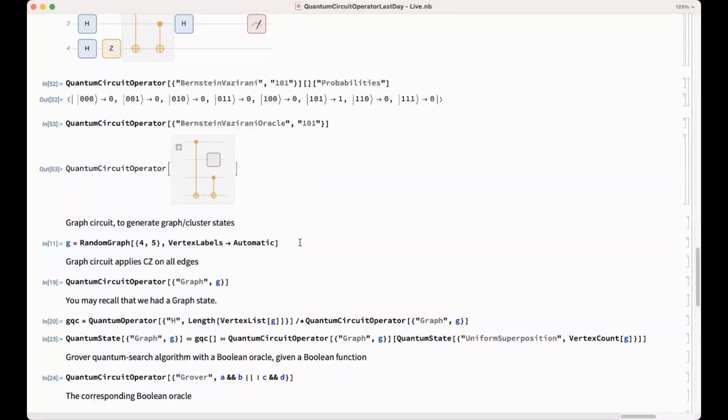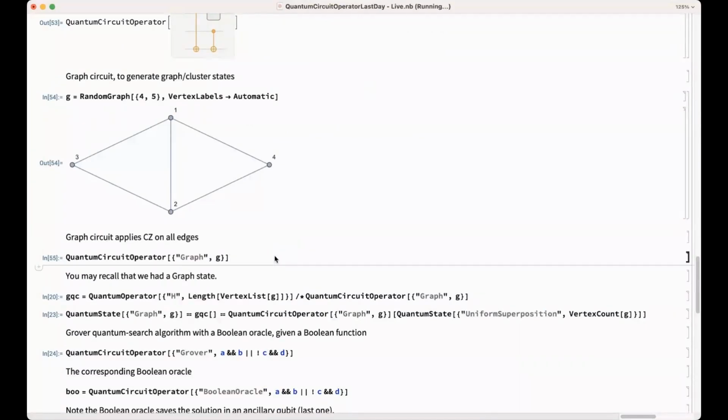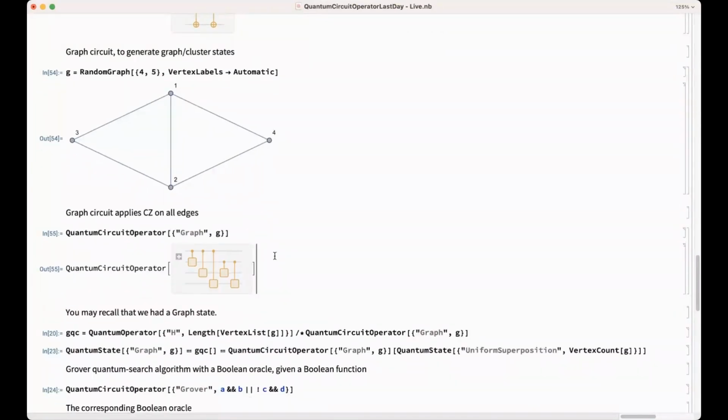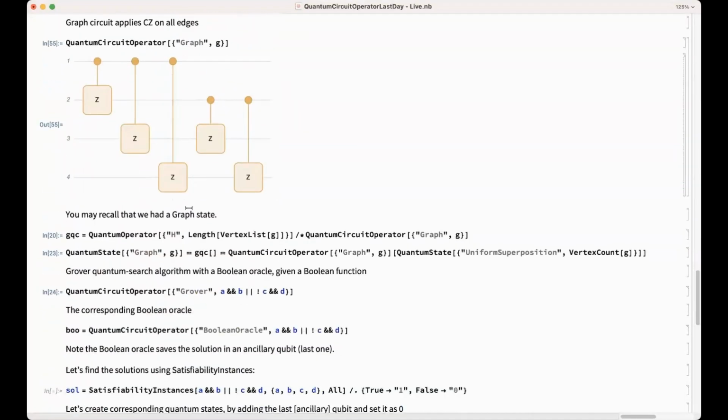So for the corresponding circuit, let's say you have this graph, and the corresponding operator means that whenever there is an edge, apply a control Z between the corresponding vertices. For example, you see between 1 and 2 there is an edge, so we are applying a control Z between 1 and 2. Between the vertices 1 and 3, likewise 1 and 4. So that's the corresponding graph circuit. And remember, we also have a state called a graph state, which is also named graph.